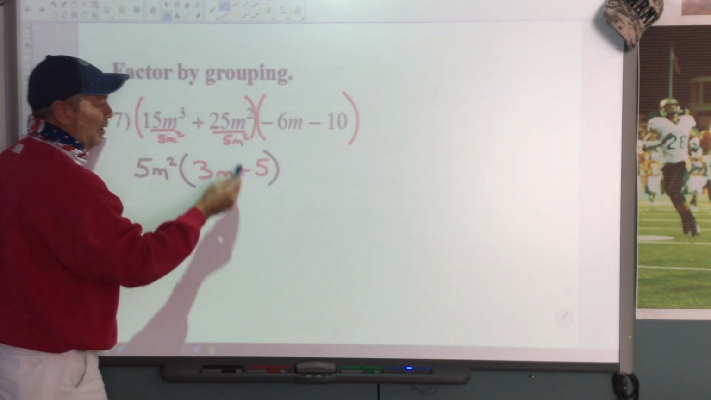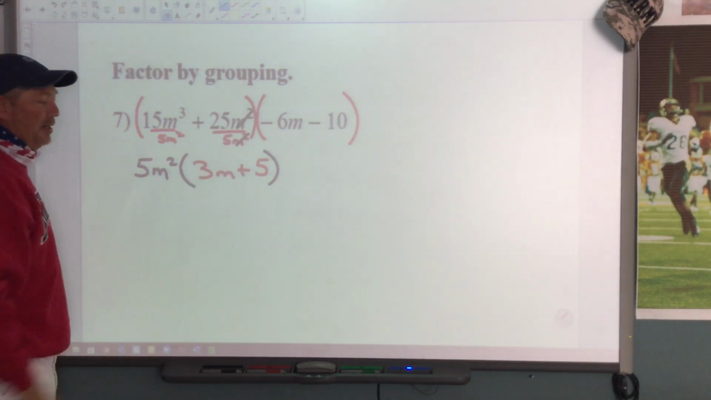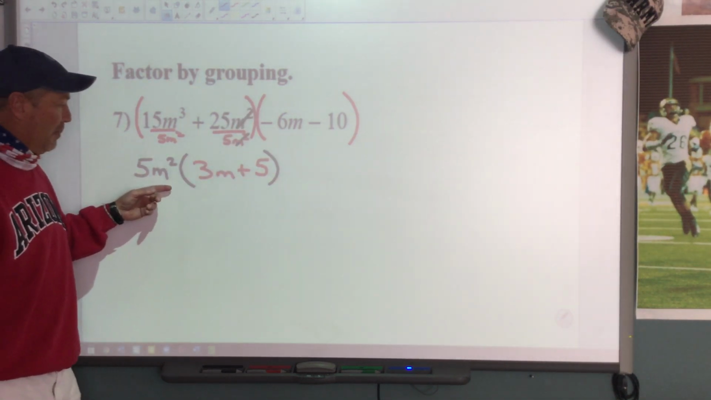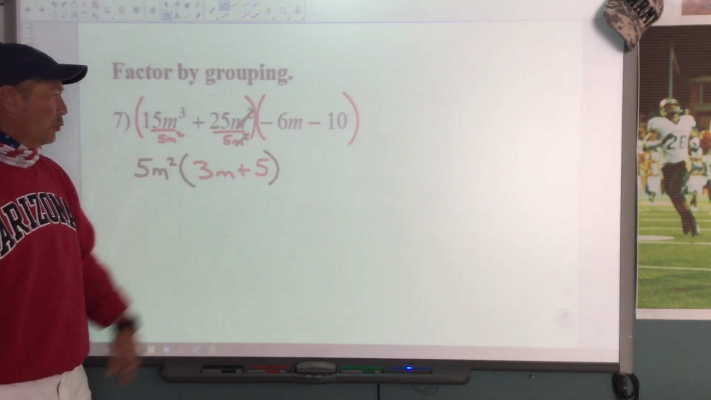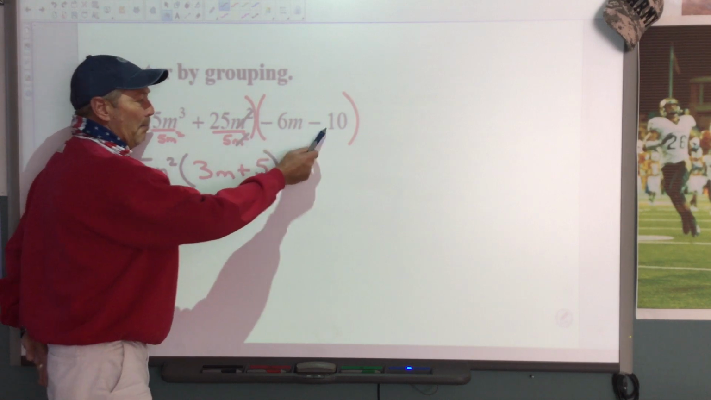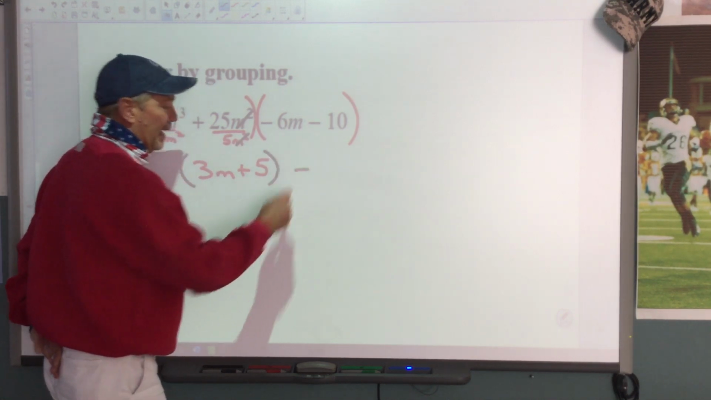Close this off because m squared over m squared, these can cancel. There is my factored form. I took out my greatest common factor and factored that. Now look at this. What do I have in common? They both have a negative sign. So we're going to factor out a negative for sure.